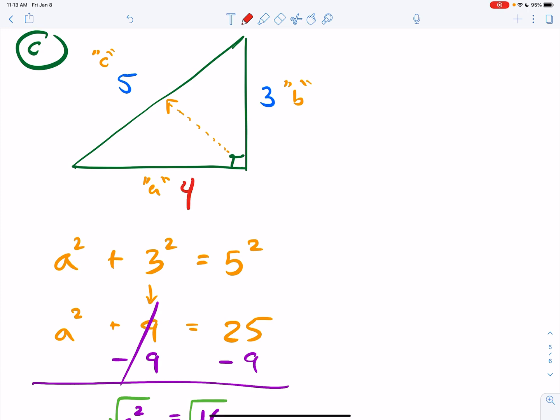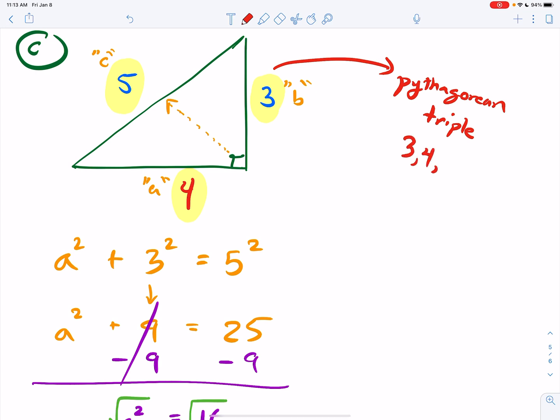In fact, 3, 4, 5, you guys, is a very, very common, what we call a Pythagorean triple. It's a very common set of 3 numbers that we use for a right triangle, 3, 4, and 5. Okay, 5 being the hypotenuse, okay?